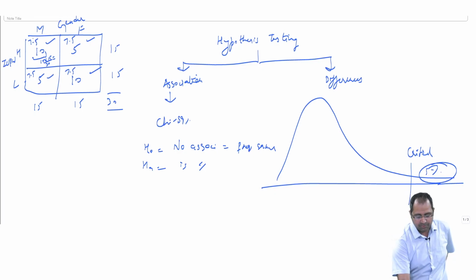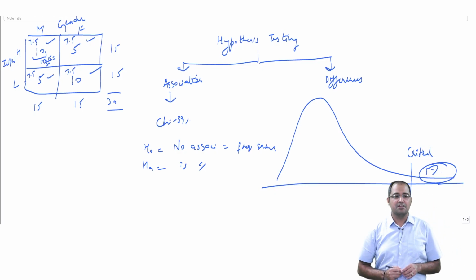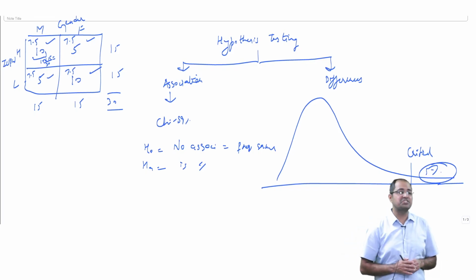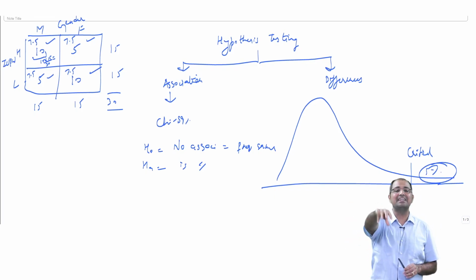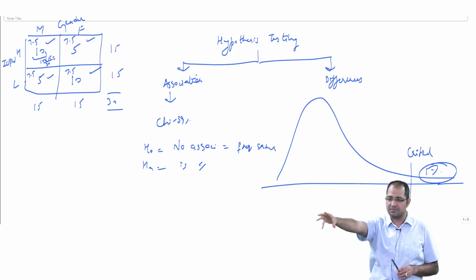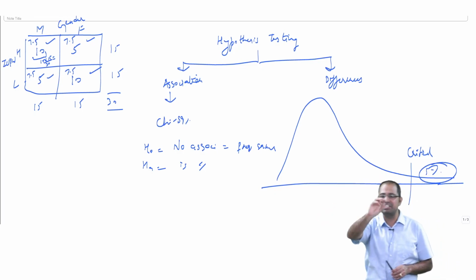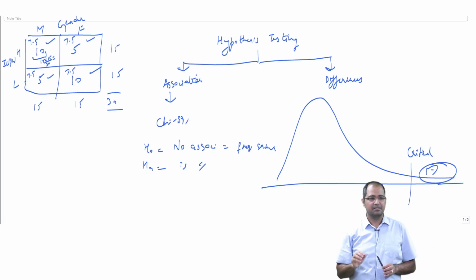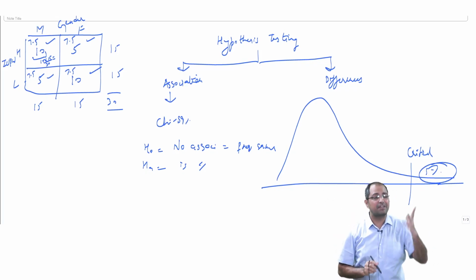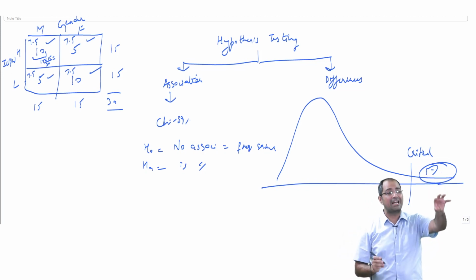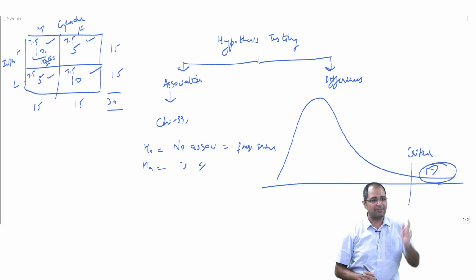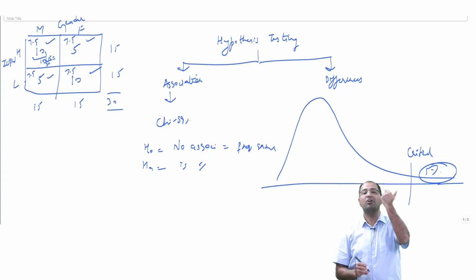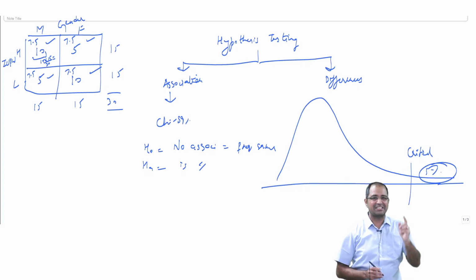In hypothesis testing, we start with the assumption that the null hypothesis is true, that there is no association. What would have been the frequency in each of the four cells? 7.5, 7.5, 7.5, 7.5. That is the expected frequency if there is no association. If the null hypothesis were true, what should the frequency have been? That is called expected frequency, 7.5 in each cell. And there is something called observed, which we got from the sample: 10, 5, 5, 10.